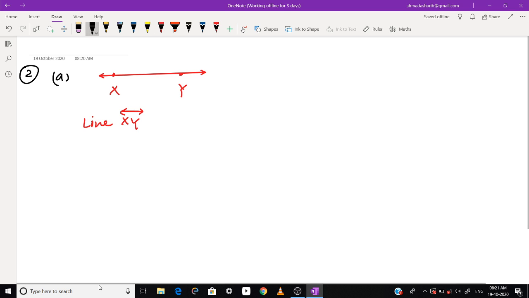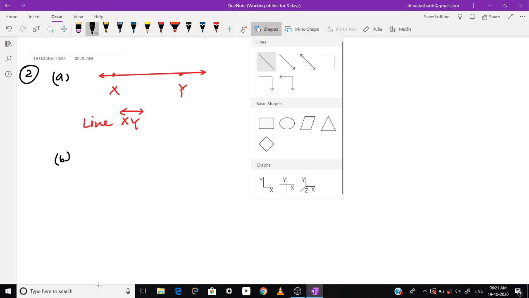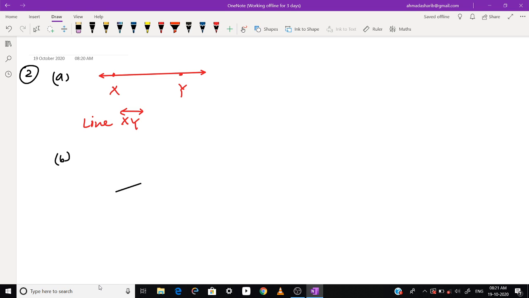Now the next part is B, which is AB. This is AB. This point is A, and this point is B. So what is this? Is it a line, a line segment, or a ray?